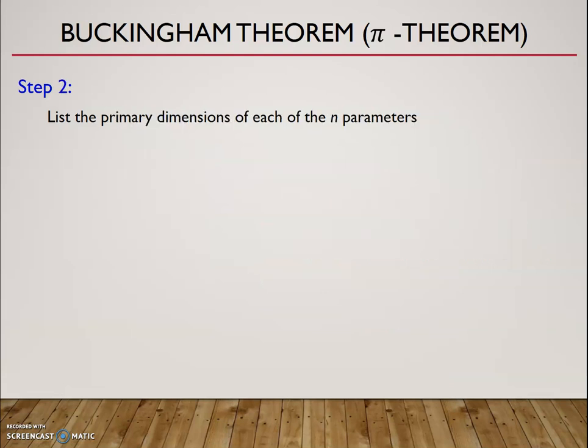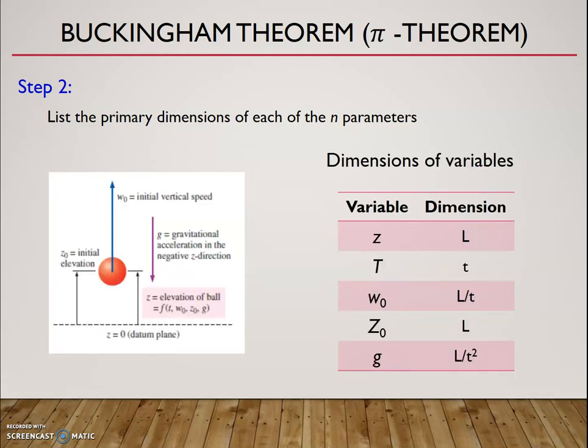The next step is to list the dimensions of each parameter. In this particular example, we have 5 variables and we have to list the dimensions of each and every variable. So the dimensions of z and z0 are equal to the dimensions of length, that's L. The dimension of time is simply T, the dimensions of w0 are LT minus 1, and the dimensions of gravitational acceleration are LT minus 2.